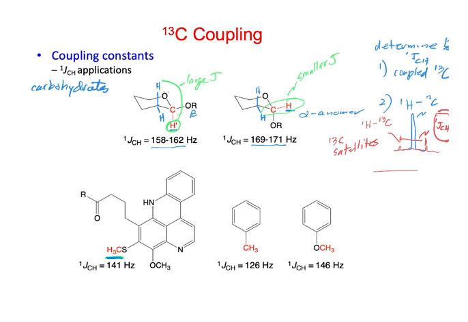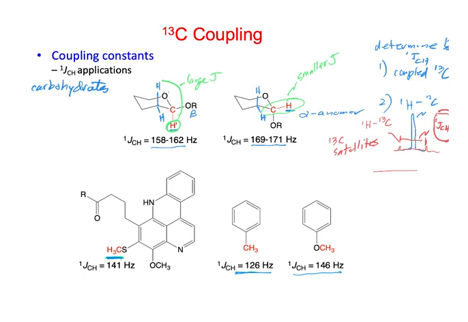And they weren't sure whether that methyl group was attached to a sulfur like this, so a thiomethyl, or if it was just directly attached to the benzene ring. And so the data that they used was they looked up data like this and found that if it was just a methyl group, then that one bond coupling is usually about 126 hertz. Methoxy groups are more like 146. Close to the sulfur. Yeah.